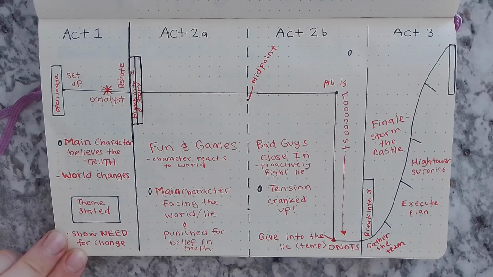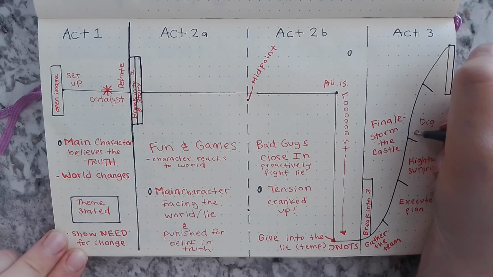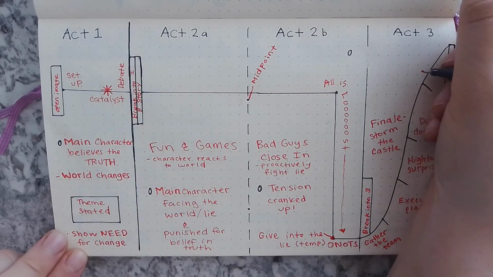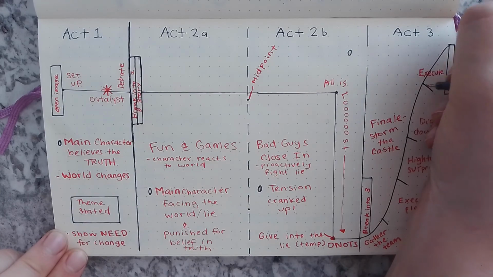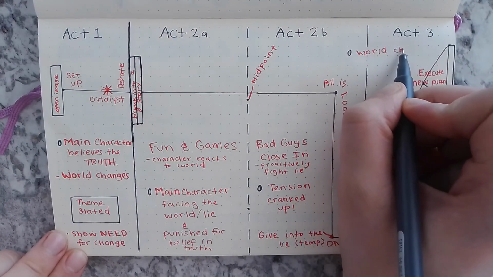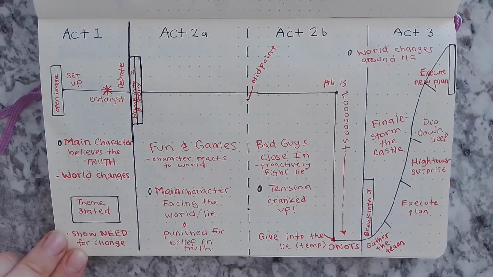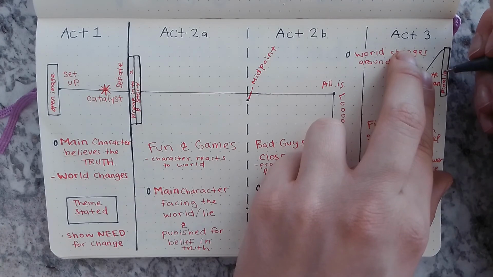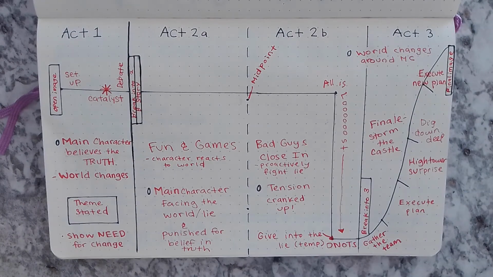The High Tower Surprise leads to the Dig Down Deep, where your main character has to look deep into themselves and stay strong, and execute the new plan, where they overcome the High Tower Surprise to still win the day. The resolution usually ends with the world changing around the main character for the better. We get to see that in the final beat, the final image, which mirrors the opening image and shows us how wonderful our main character's life is now that they have changed the world.